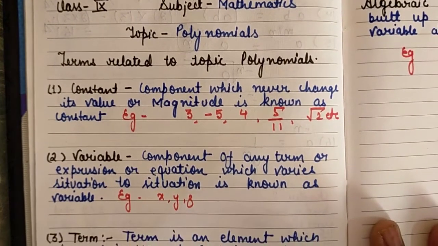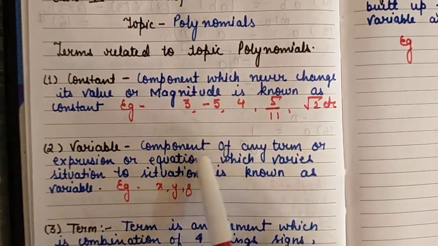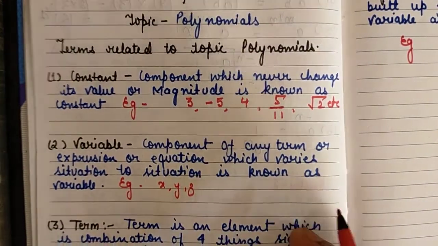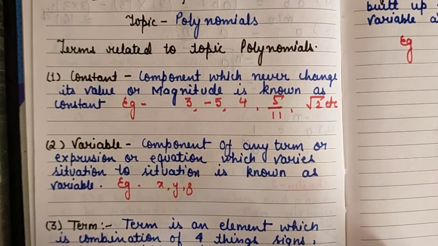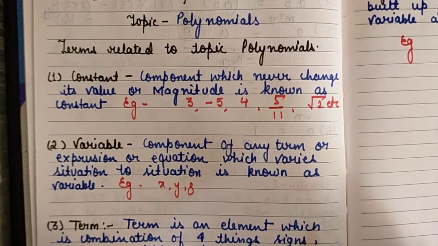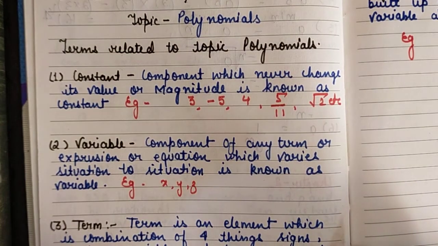Now, variable: what are variables? A component of any term, expression or equation which varies from situation to situation is known as a variable. All the variables are represented by alphabetical letters.